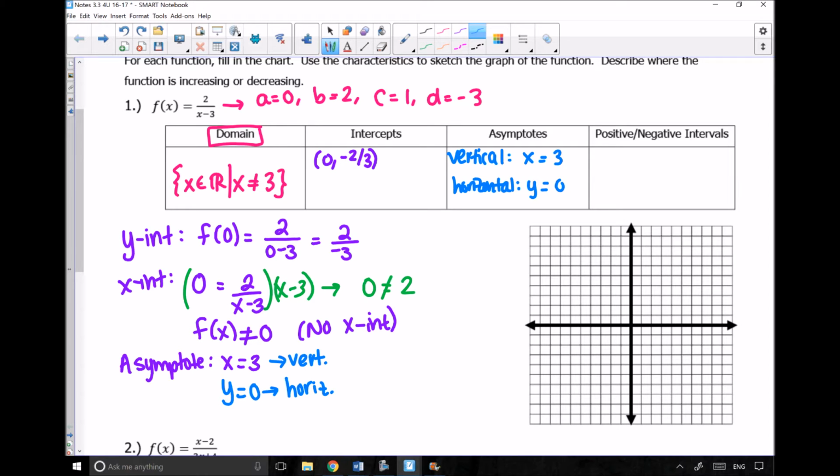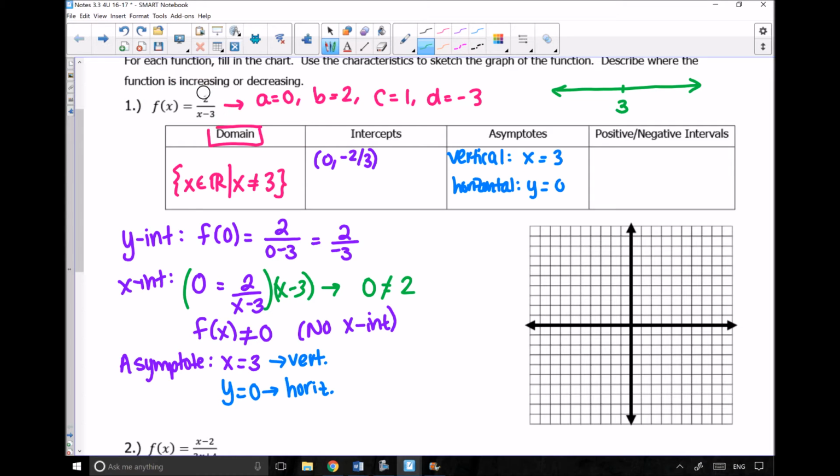Okay, now lastly, I want to figure out where I have positive and negative intervals. So in order to do this, I'm going to create a number line with my critical points. And essentially, my critical points are just in my graph where I have asymptotes and x-intercepts. Since I only have one asymptote and no x-intercept, I know that 3 is my only critical point. So I'm going to test some values here. Also, by looking at my equation right here, I can see that the only breaking point that I have is when x is 3 as well.